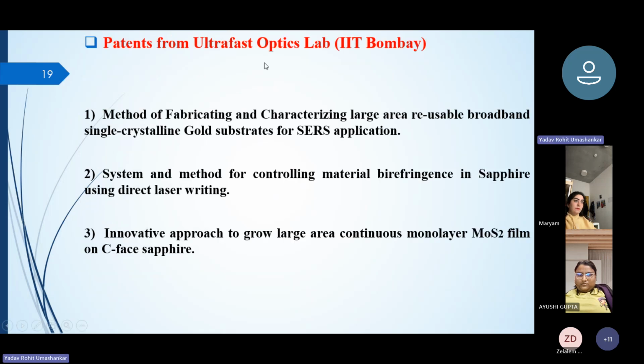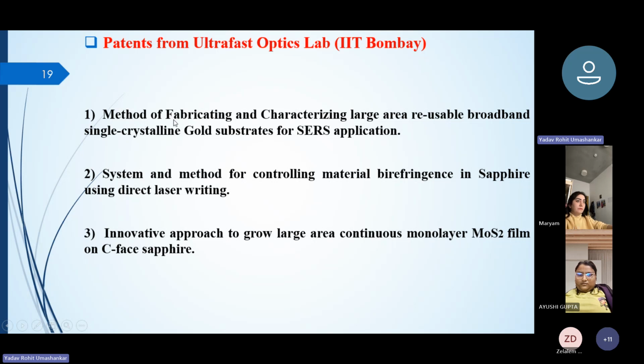So in my lab, my lab's name is Ultrafast Optics Lab. Basically, we do research in nanoplasmonics, nanophotonics, and plasmonics. So here are the three patents that have been granted to us. These patents are not registered in my name. I am not included in any of these, but my guide, my supervisor, has registration with these three patents.